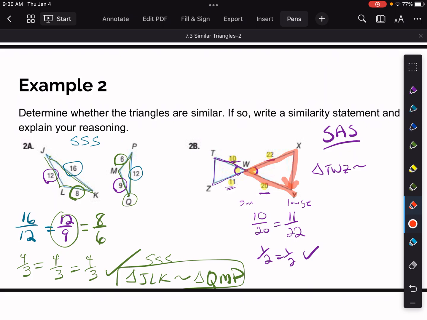Okay, so let's do it here. If I put that down, we'd start with Y, so triangle YWX. Okay, that would be your similarity statement. And remember that order is important. T has to correspond with Y, W has to correspond with W, Z has to correspond with X.